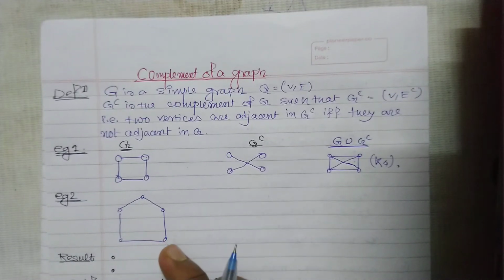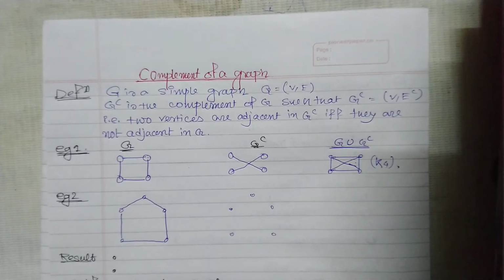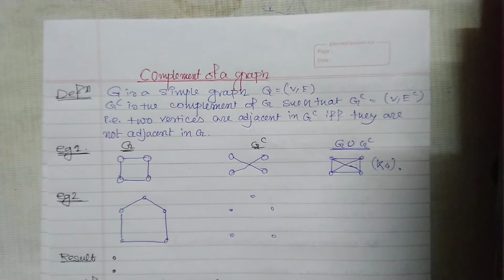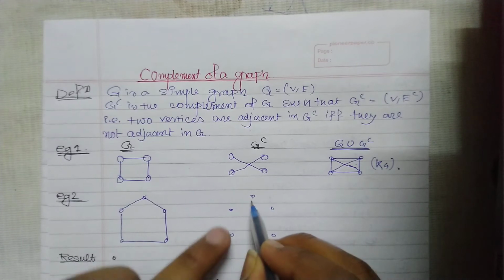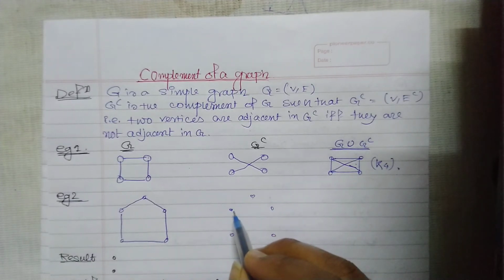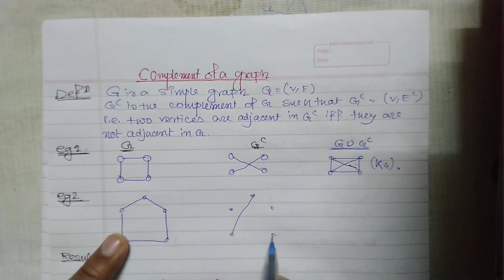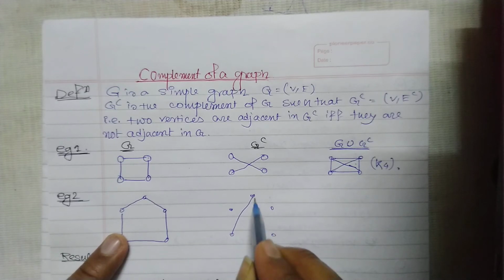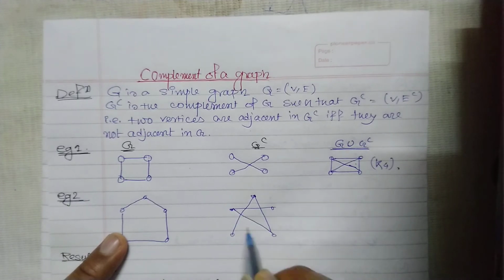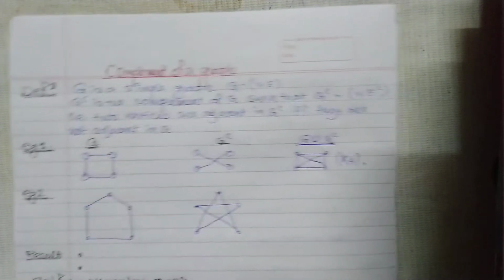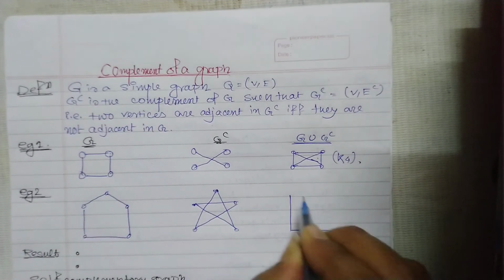Next, this is example number 2. This is the graph. If we want to find the G complement, the number of vertices will be the same as in the original graph. Now this vertex and this vertex are adjacent, so I will not draw any edge between them. This vertex and this vertex are not adjacent, so I can draw a line. This vertex and this vertex are adjacent, but this vertex and this vertex are not adjacent, so I can draw like this. Same like this, if we draw this graph, it will look like this. You can verify it on your own. If we find the G union G complement, it will look like this.